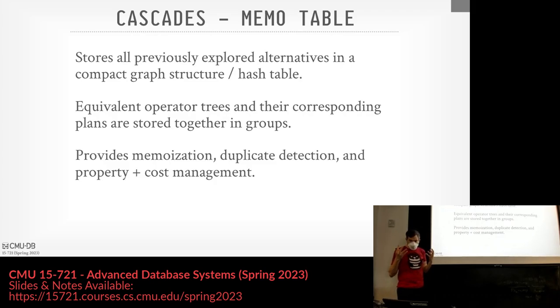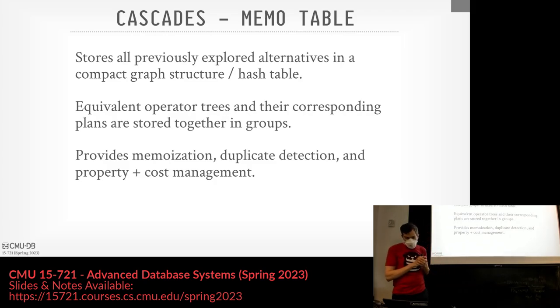So again, I realized that in the Microsoft video, they were discussing this without describing it. So now we'll go through what it is. I think in the original Cascades paper, they refer to this as being like a graph data structure. In our implementation, when we were building a Cascades optimizer here, we used a hash table. I think all the other open source implementations are using hash tables too.